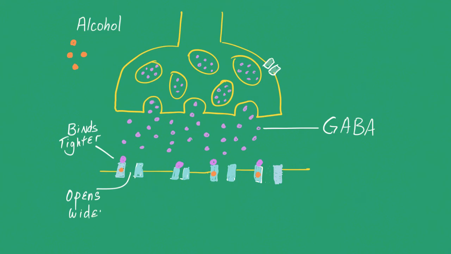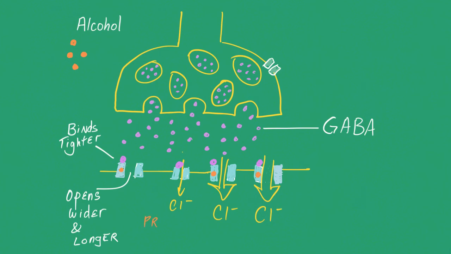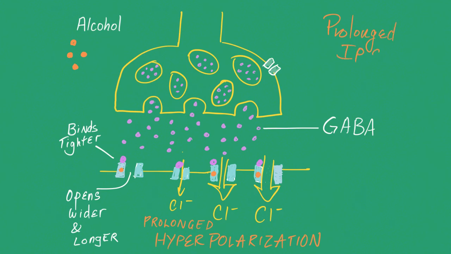longer period of time. As a result, more chloride enters the postsynaptic neuron via the GABA receptors, and this continues for a longer period of time. Since the chloride brings in negative charges into the postsynaptic neuron, it causes a prolonged hyperpolarization. We also have a prolonged IPSP, and so the effect of alcohol is much more pronounced on the limbic system than GABA alone.